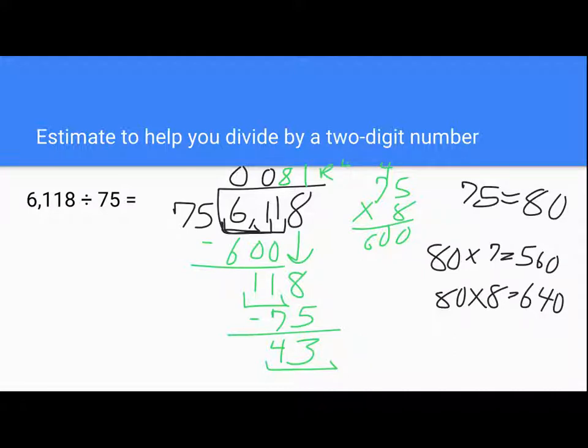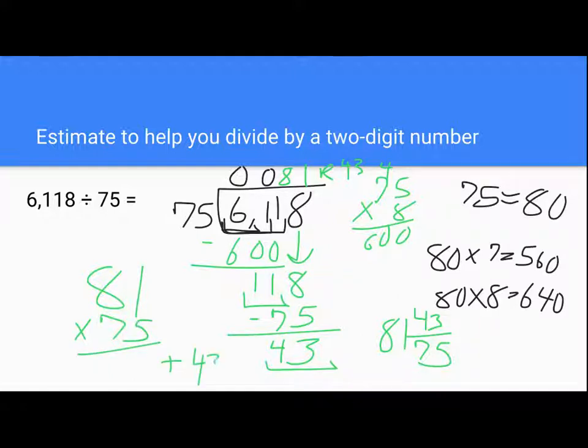So we have remainder 43, but we want to write it as 81 and 43/75. We would want to multiply 81 times 75 to check our answer, and then add our remainder of 43 to make sure we got it right.